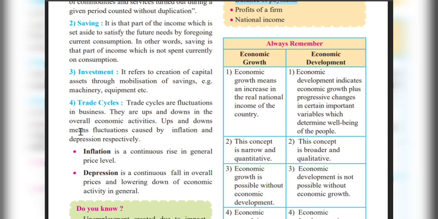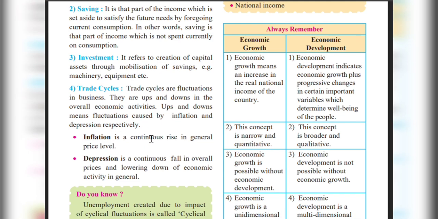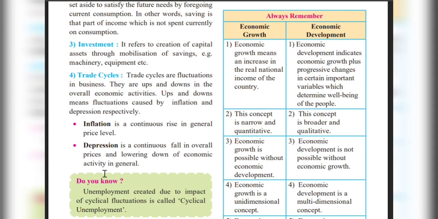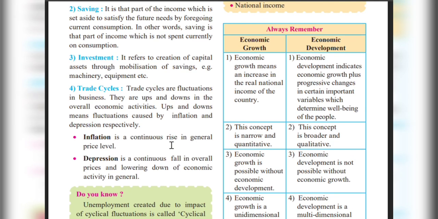Now, next is trade cycle. That is all related to trade ups and downs. Trade cycles are fluctuations in business. They are ups and downs in the overall economic activities. Ups and downs mean fluctuations caused by inflation and depression respectively. Inflation is a continued rise in the general price level, and depression is a continuous fall in overall prices and lowering of economic activity in general. Inflation makes goods and services expensive, and depression is an overall fall in the price of goods and services and the economy.